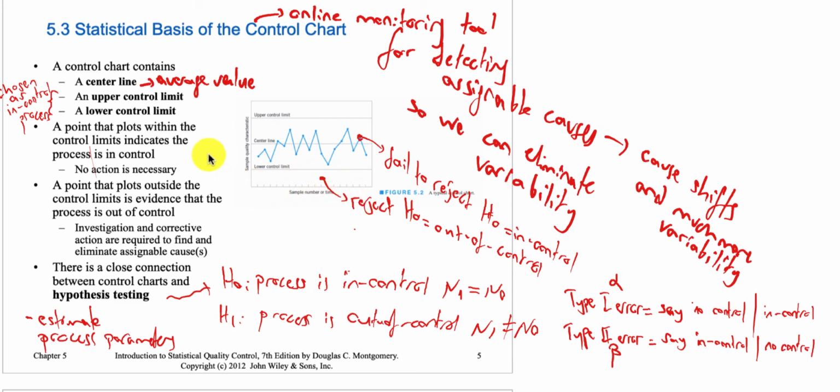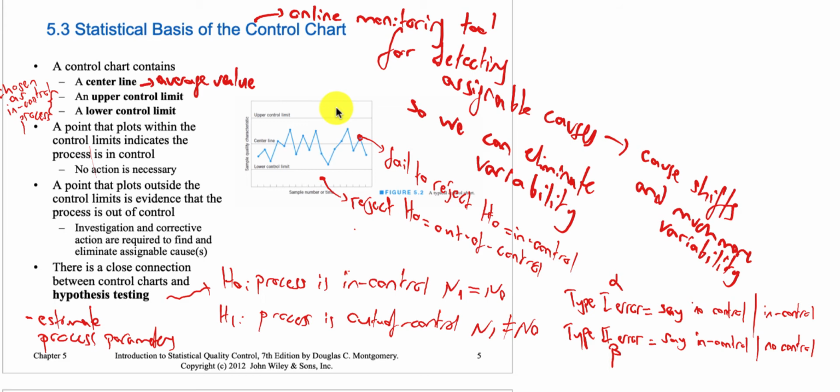All right, so what are we gonna do if we have an out of control point? In this situation, we need to take corrective actions. We need to identify the assignable causes that resulted in these out of control points. Then we need to take action and eliminate them. Then again, we are trying to balance our process so it can be again in statistical control.